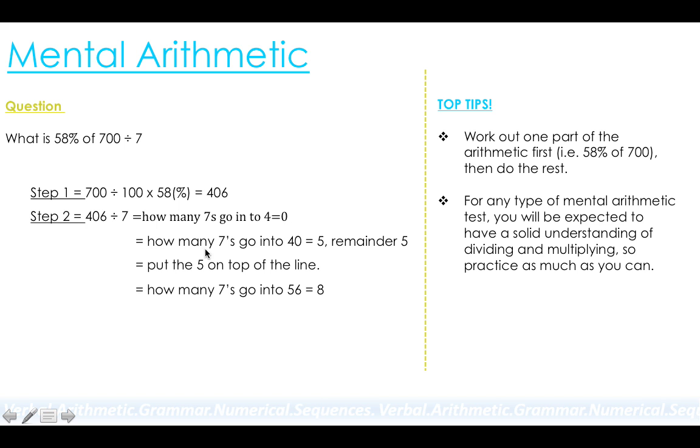So then move on, and how many 7s go into 40? So you would use these two numbers here. So that would be 5, and you'd have a remainder of 5. So you would use the remainder and put it on top of the line for your long division. So then you would have how many 7s go into 56, because you've just been left with a 5 previously, and you're left with the 6 still here that you're yet to complete. So how many 7s go into 56, which would be 8. So therefore the correct answer would be 58, because you would have put the 5 on top of the line and then put the 8 next to it in order to give 58.